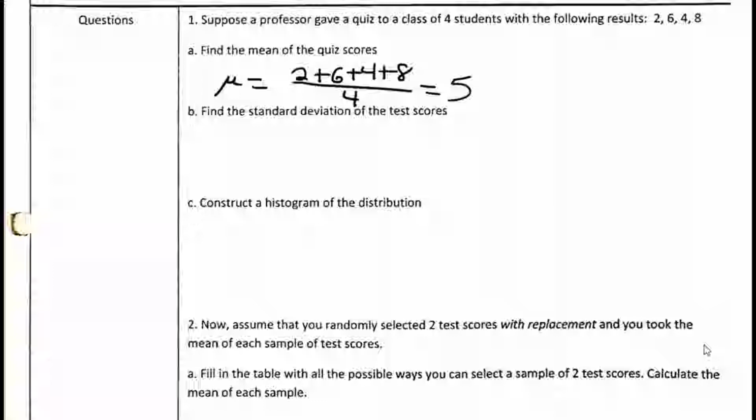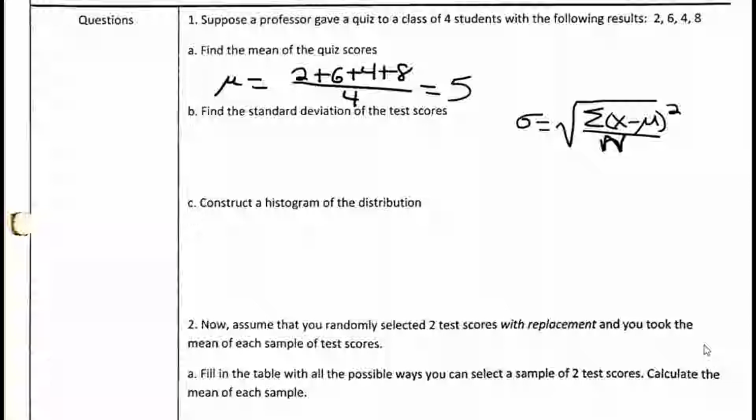Now we're going to find the standard deviation of the test scores. So remember, to find the standard deviation, the formula is the square root of sigma (x minus mu) squared over n. If you're looking for the sample version, it's n minus 1, but for the population, it's going to be n.